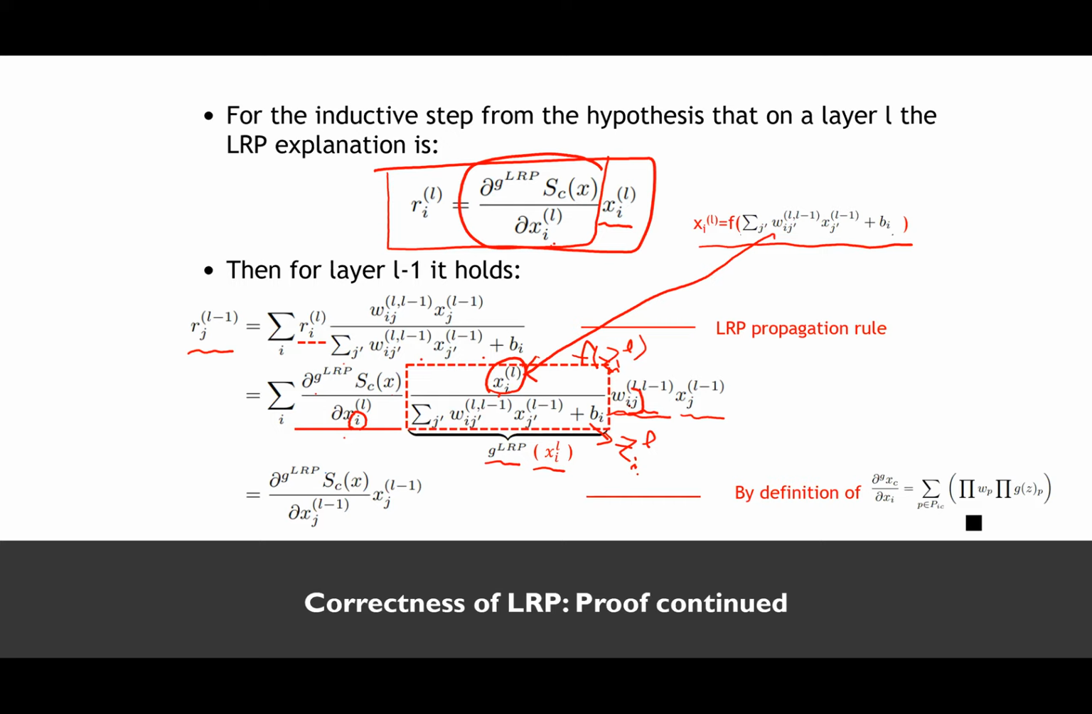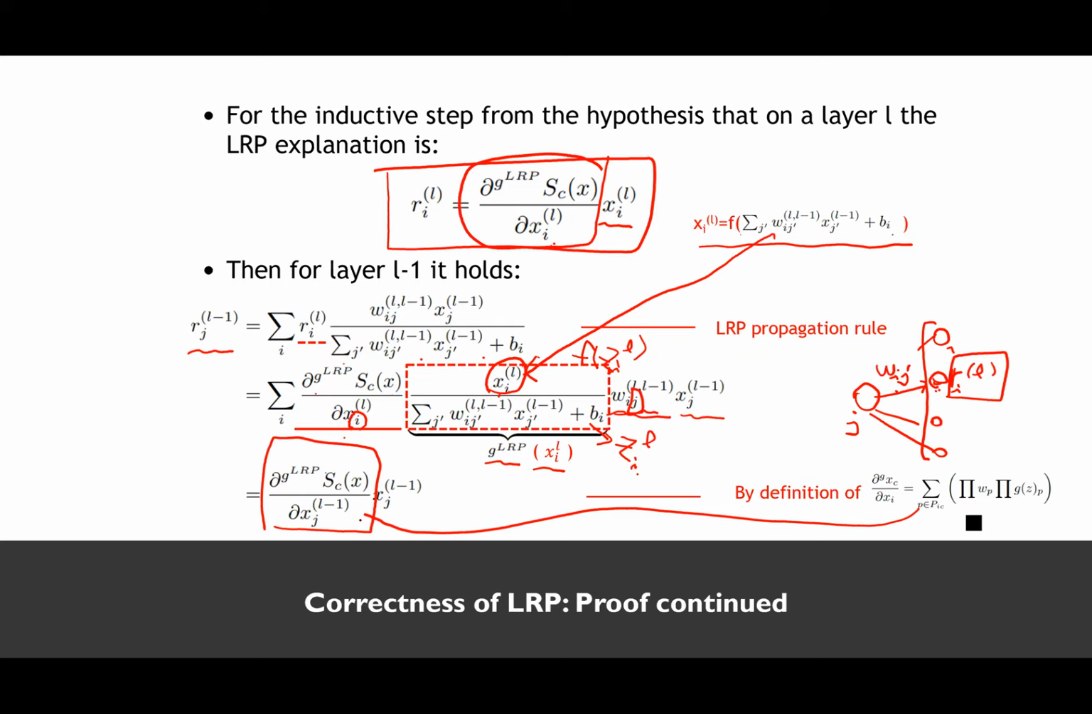So for the old node I, we have a lot of J here. And we will sum these into WIJ, right? We compute with the GLRP, and also the partial derivative times GLRP and WIJ. We sum over the possible values, and by definition of all the paths, it will be computed with the input. So in that way, we can compute LRP in the inductive step.